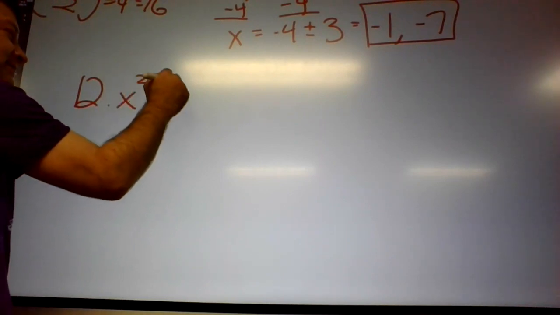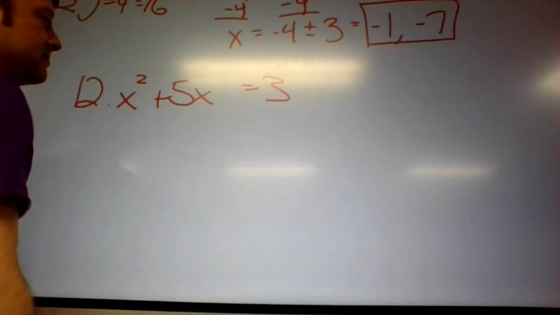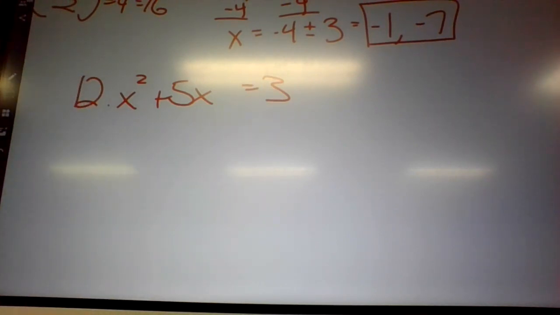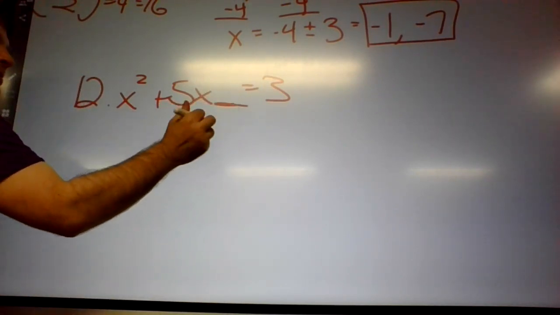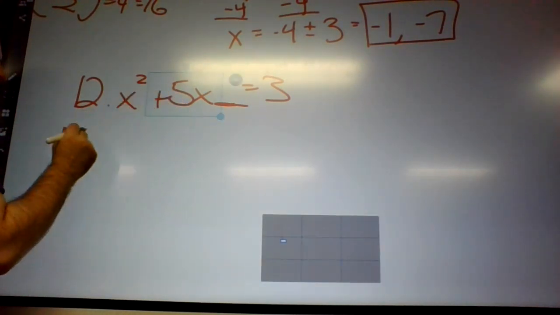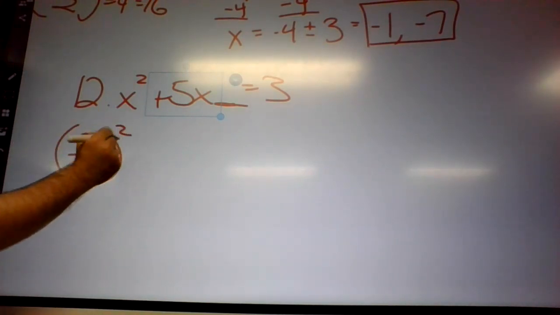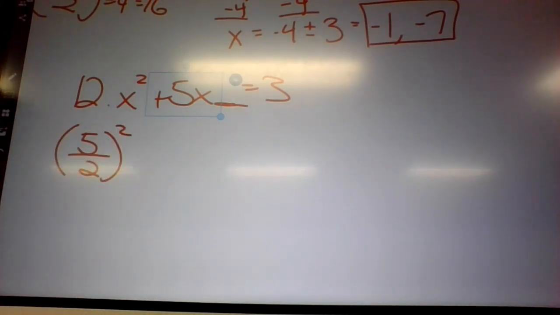Are you dying? All right, how did I find the number that goes right there? I did that number divided by 2, squared. 5 divided by 2, it's getting really warm in here. You like it, I'm melting.